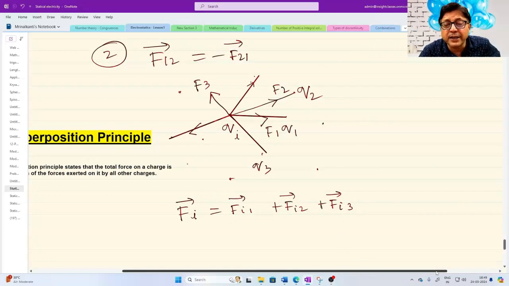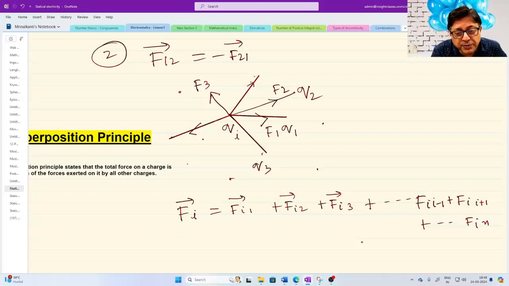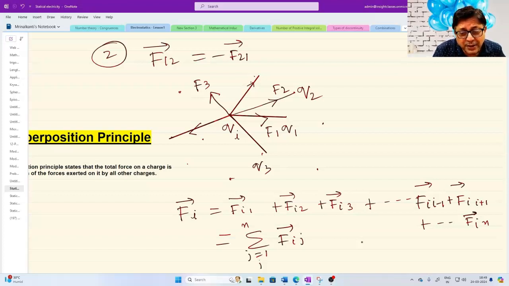It continues in this manner. It cannot experience force due to itself. That Fii is not there. Fi(i-1) is there. Fi(i+1) is there. Okay. Finally, due to the nth charge, Fin. Fii cannot exist. So this you can write. All these are vectors. Vector sum you have to find. So this is sigma Fij, j equal to 1 to n, and j not equal to i.